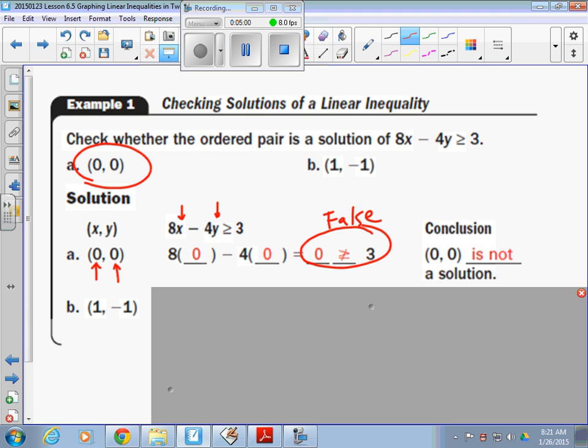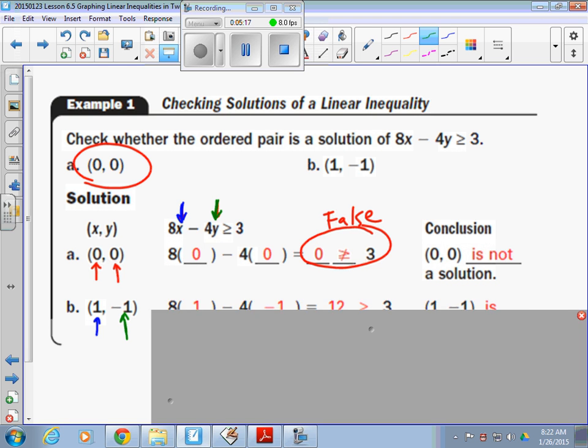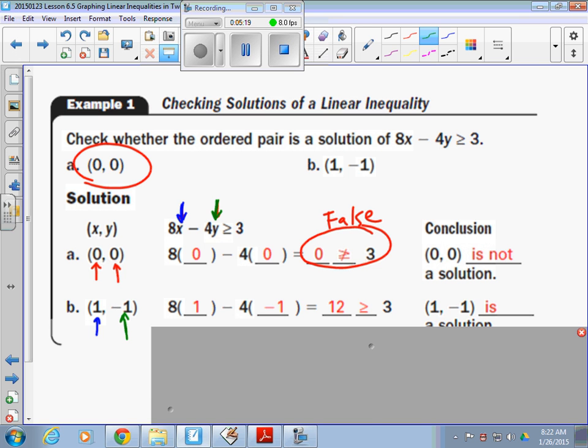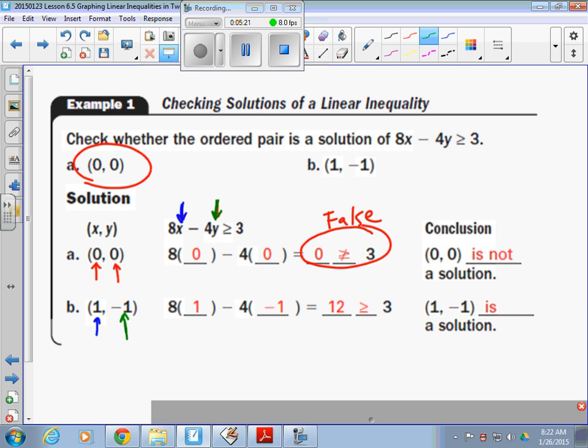But for this next one, check and see if 1, -1 is a solution. In place of x, we're plugging in 1, and in place of y, we're going to plug in -1. Again, notice there are different numbers. One's 1 and one's -1. That's why we use 0, 0, where you don't have to remember which one is which.